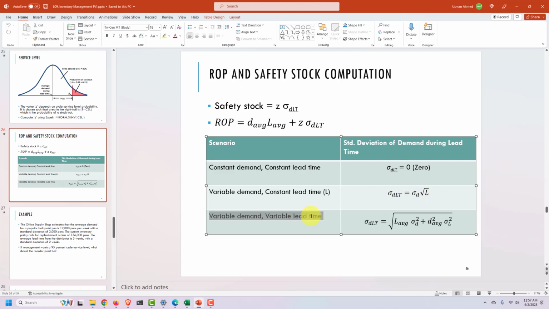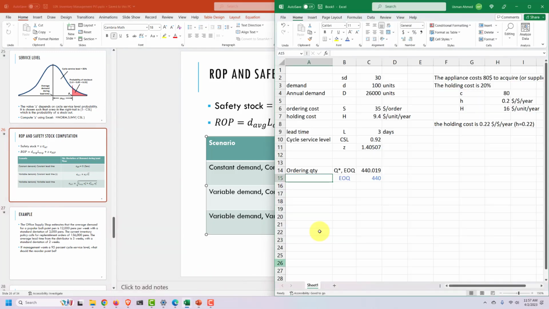Okay, and then variable demand, variable lead time situation, you have both things variable, and you have to calculate sigma DLT using this big square root thing. The lead time times the standard deviation of demand squared, plus the average demand squared times standard deviation of lead time squared, and square root of the whole thing. So we're going to use this formula, standard deviation of demand times square root of lead time, in our calculation.